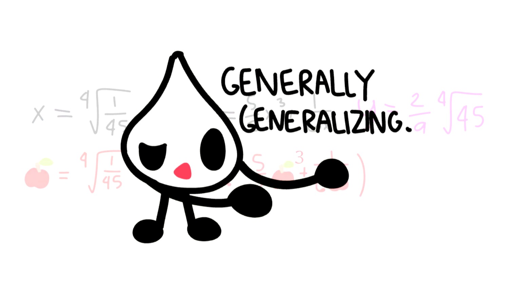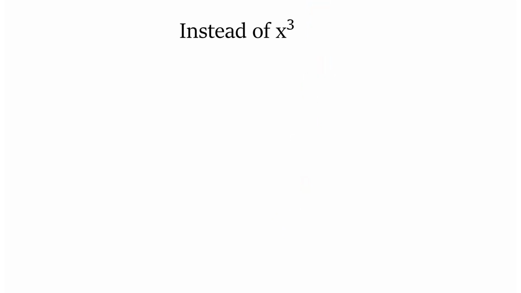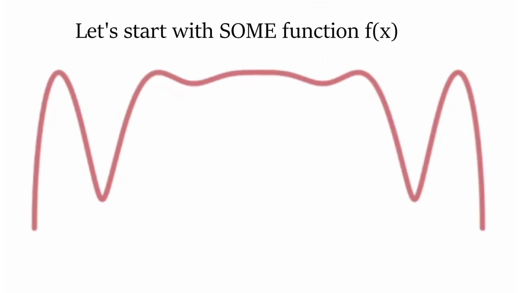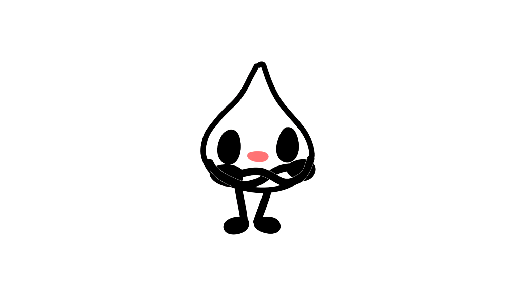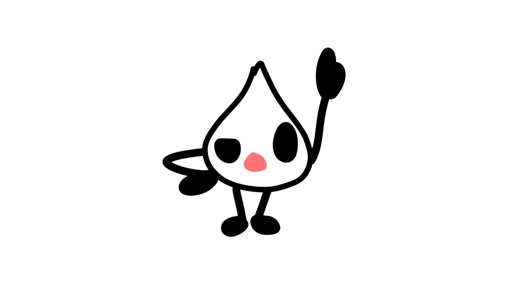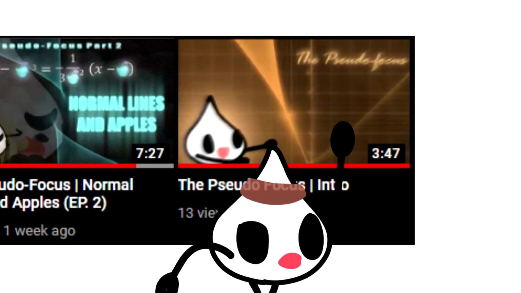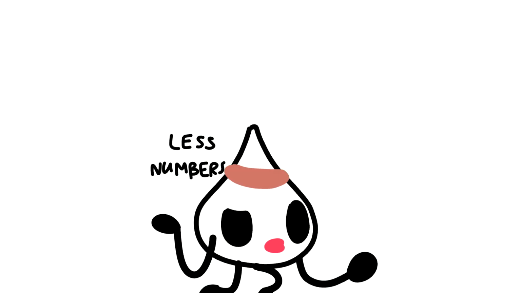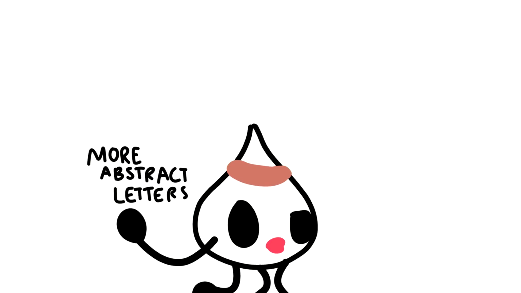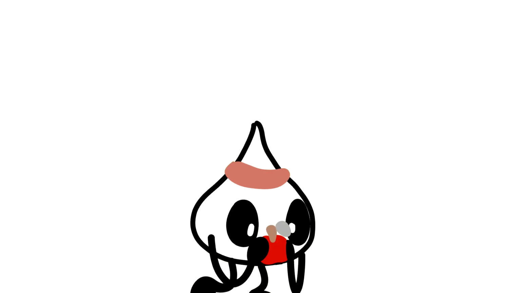Generally generalizing. By which I mean, instead of starting with x cubed, let's start with f of x, where my visual example is a chibi cat. Anyways, in one entire episode, we'll briefly speedrun and redo everything from the past 4 episodes, but with fewer numbers and more abstract letters and fruits. So prepare yourself.